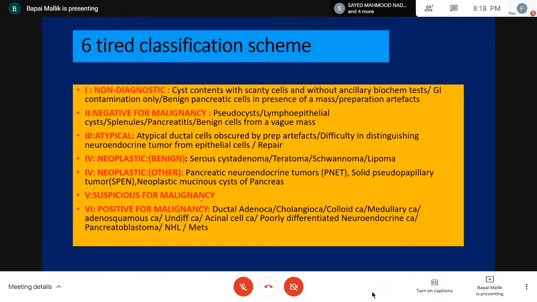And for all those of you who would like to come back later and take a look at this particular slide, you can see all the lesions.